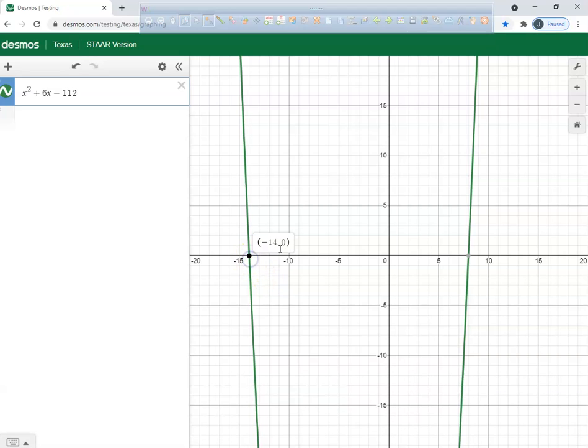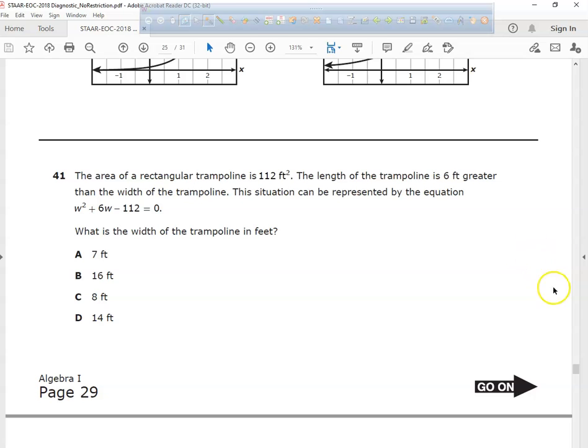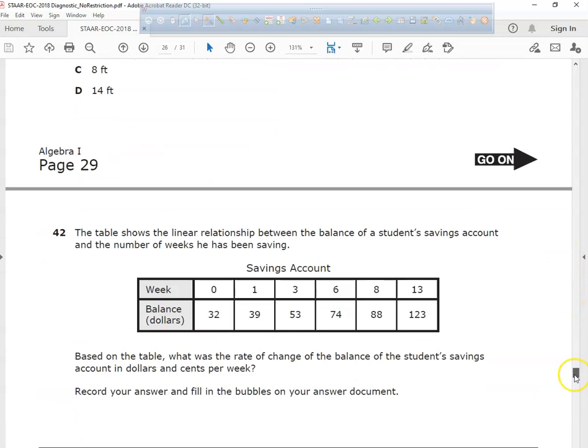Hey, look, what was one of the roots? Negative 14. What was the other root? 8. All right? Why don't we choose the negative 14? Because that's a ridiculous answer. Can't have negative 14 feet. So that's why the answer was 8. Notice we're doing it by hand, but we're also showing you guys.